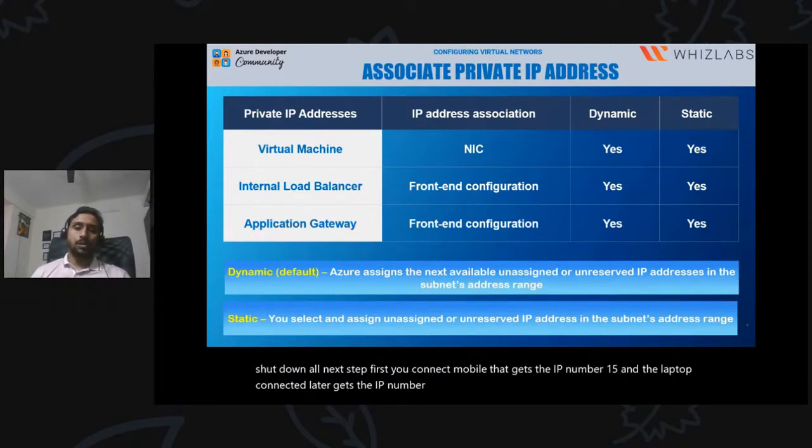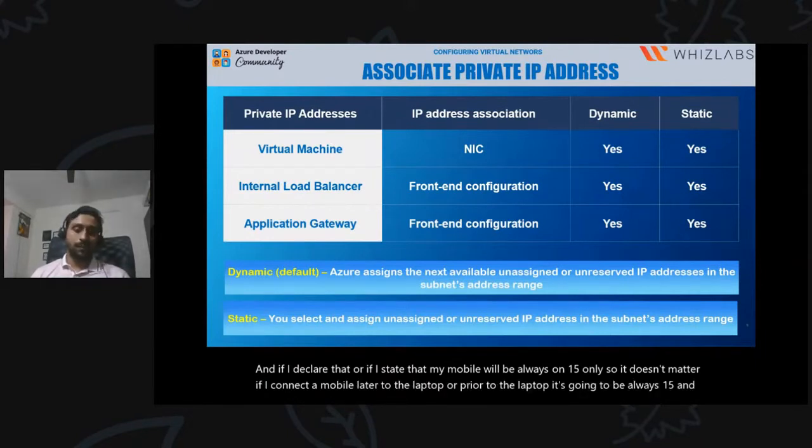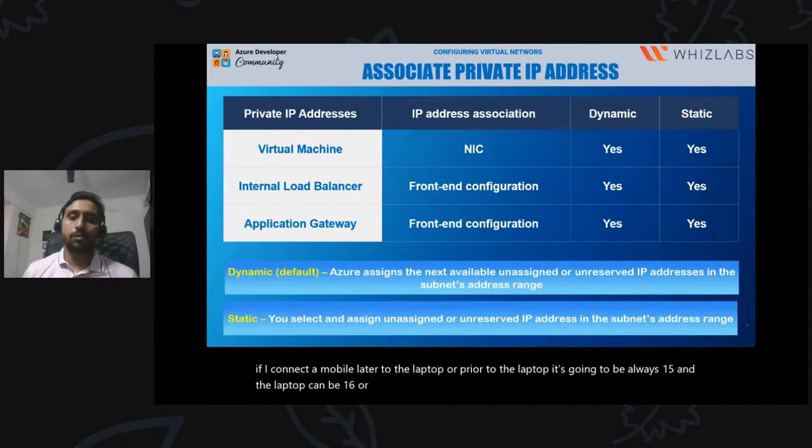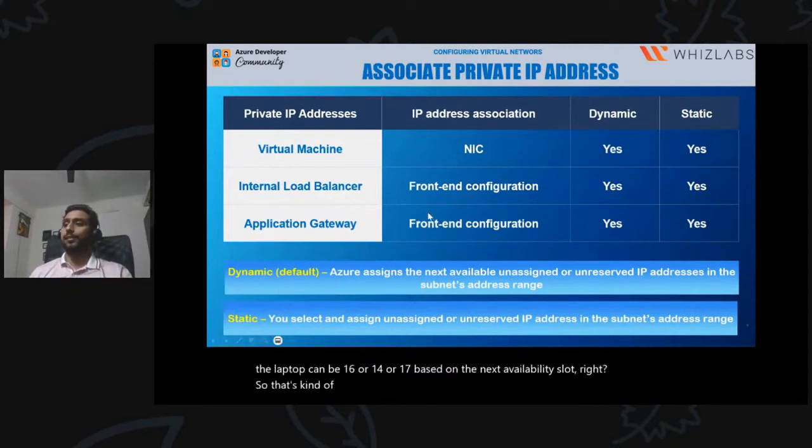But if you talk about static, and if I state that my mobile will always be on 15 only, it doesn't matter if I connect the mobile later or prior to the laptop, it's always going to be 15, and the laptop can be 16 or 14 or 17 based on the next availability slot, right? So that's the differentiation between dynamic and static IP address, right?